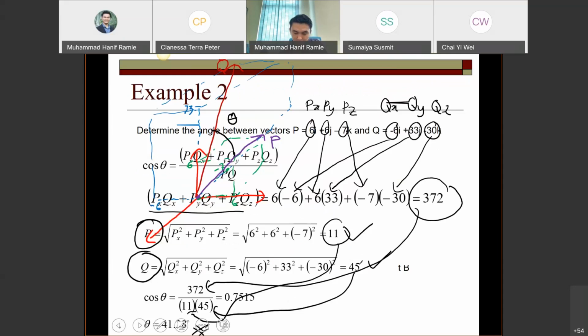The final answer is 41.3538, and then we can illustrate that the theta here is 41.38 degrees. So easy, right? Just mathematics. Substitute here, substitute there, then you get the final answer.